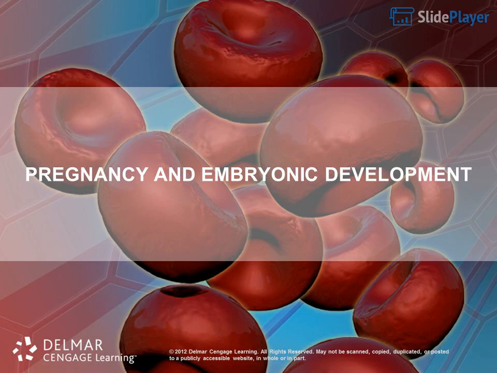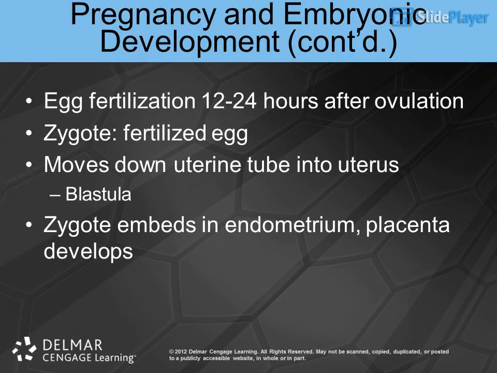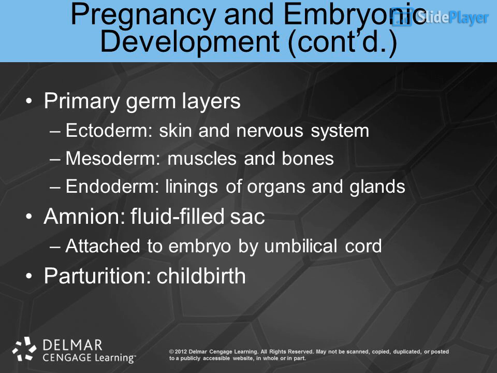Pregnancy and embryonic development. Egg fertilization occurs 12 to 24 hours after ovulation. The zygote, the fertilized egg, moves down the uterine tube into the uterus. The blastula embeds in the endometrium and the placenta develops.